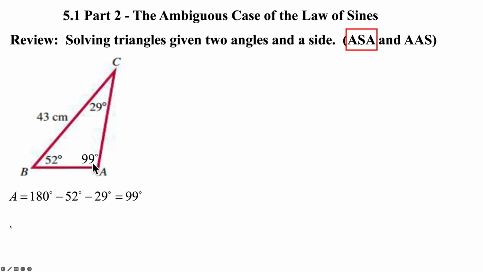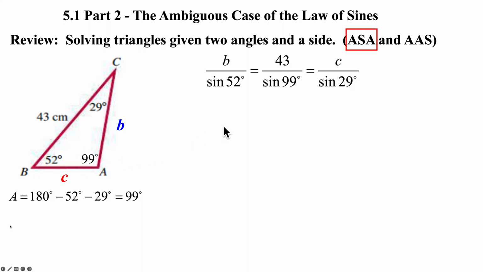Once you find that third angle, you create your law of sines, your triple proportion, so you can solve for B, which is opposite of angle A, and for C, opposite of angle C. So 43 over the sine of 99 degrees goes in the middle of our triple proportion. Put your B and C on the outsides. Again, it doesn't matter which one it is, just make sure you put the right angle, the sine of angle B, in the denominator under the B, and the sine of 29 degrees underneath the C. And we're going to create the proportion on the left.